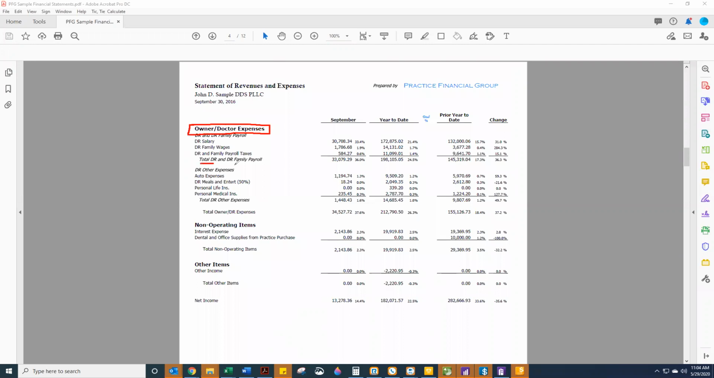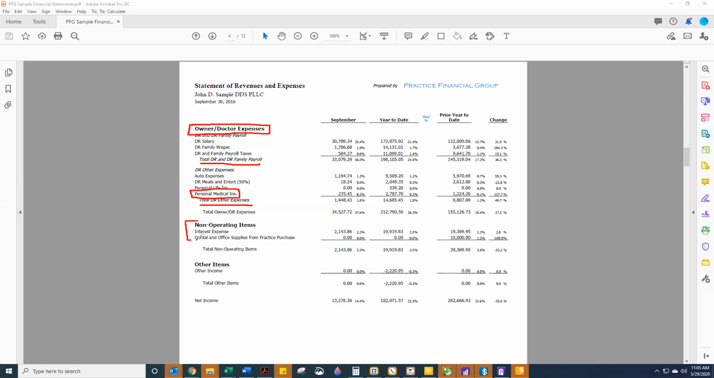So here you'll see yours and your family's payroll. You'll see some other doctor perks numbers here, right? So running your auto expenses through the practice, running meals through the practice. If you take a referring dentist out to lunch, you'll see that stuff. If you're paying your personal medical insurance premiums through the office, we would advise you to do that. Even if you don't have a health plan in your office for your employees, yours and your family's premiums should be run through the practice. You'll get a deduction for those at the end of the year.